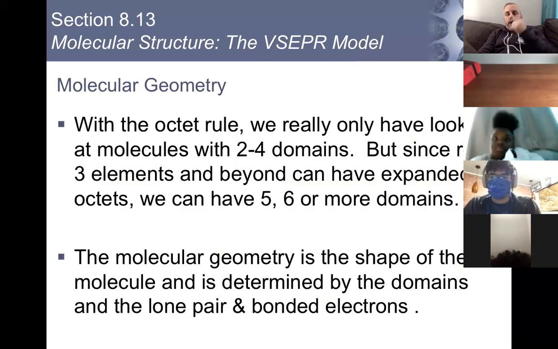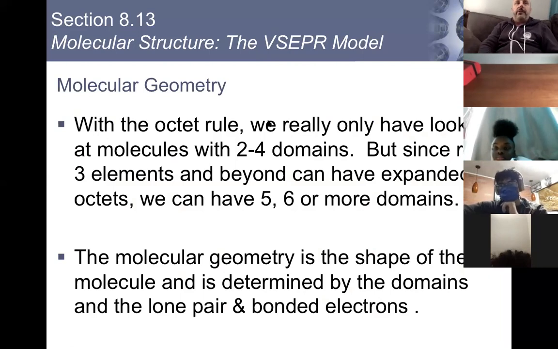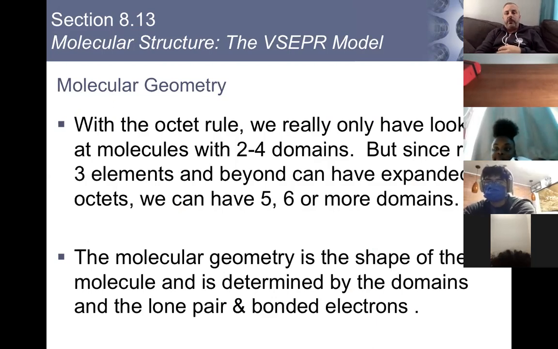So with the octet rule, the most bonds we ever gave anything was 4 bonds. It had a triple bond and a single, or carbon had 4 singles, or whatever. And so we never had more than 4 domains. But as you were doing Lewis dots and you did things like PCl5, we saw that anything that's in the 3rd row or beyond can have more than 4 domains. It can have more than 8 valence electrons around it because those valence electrons go into the d subshell. And so you can have 5 and 6 domains. And that then opens up all new shapes that we haven't looked at before.